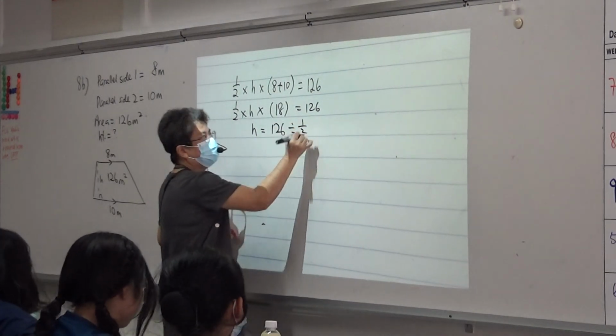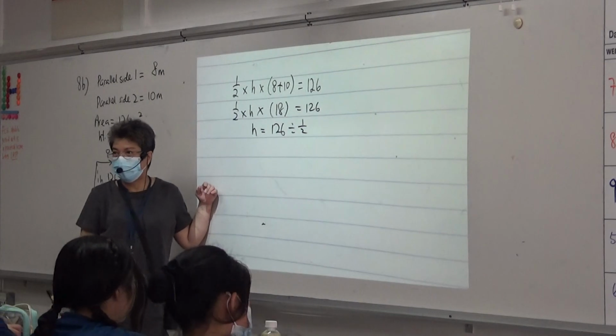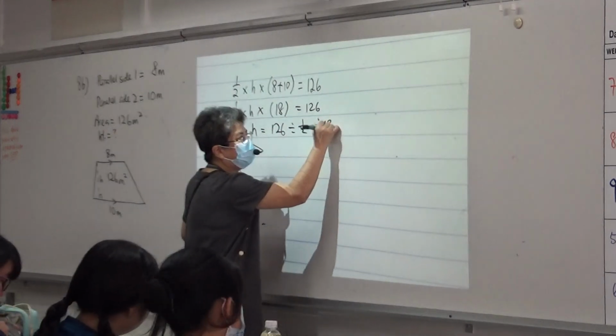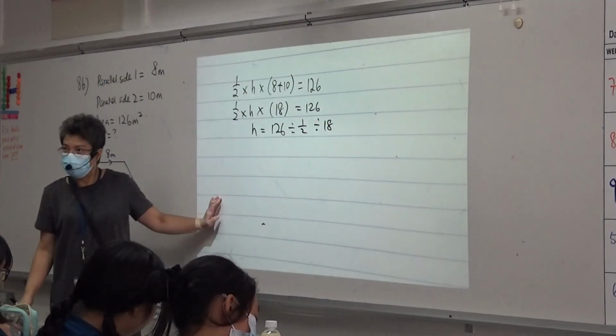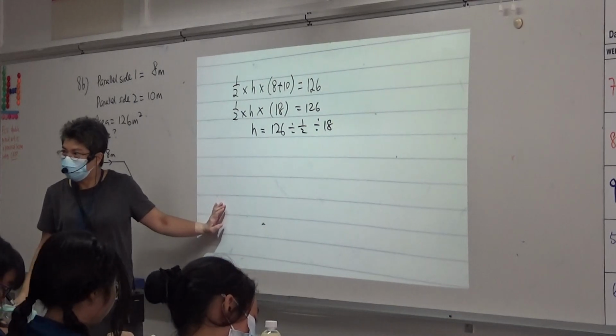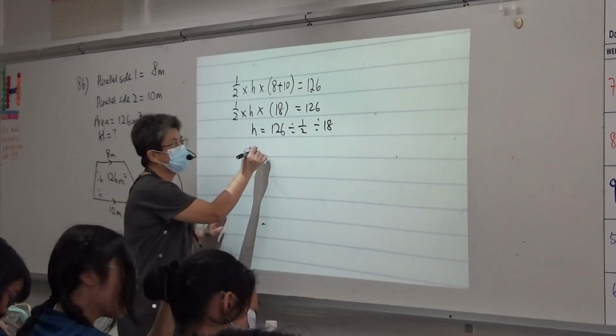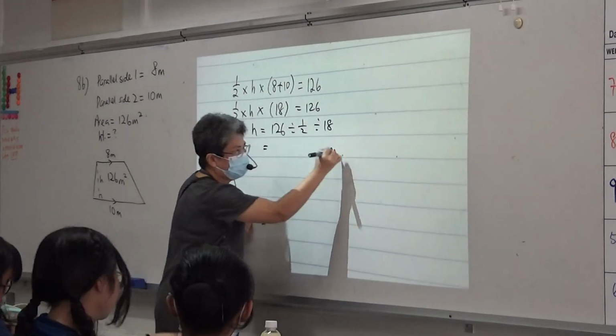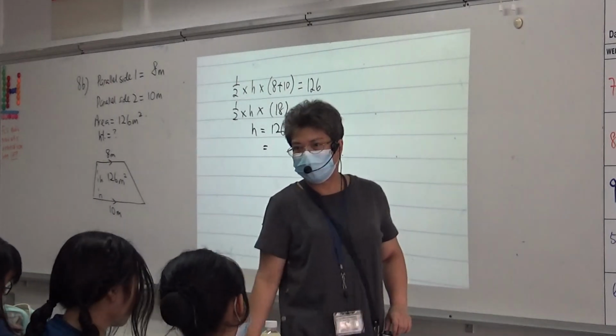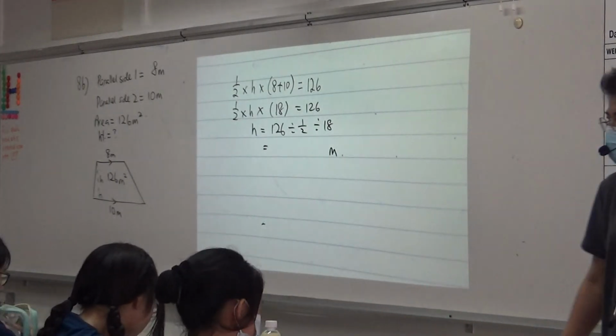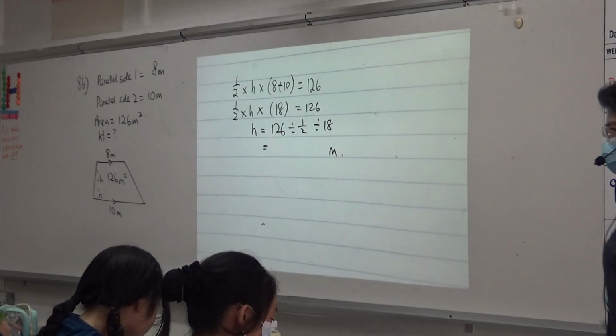126 divided by what? Half, right? Then divide by what? 18, right? You will get h straight away. Can you see what I'm talking about now? Okay. So what is the height? How many meters? Okay, take it down now, including the diagram.